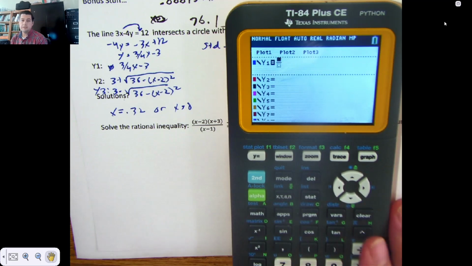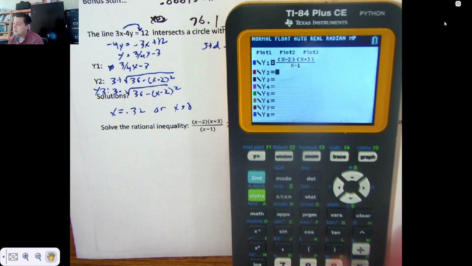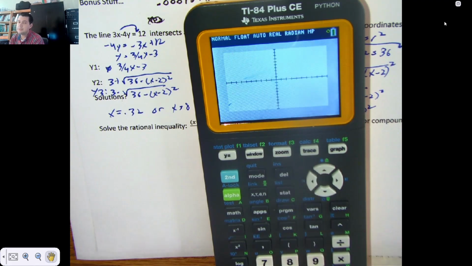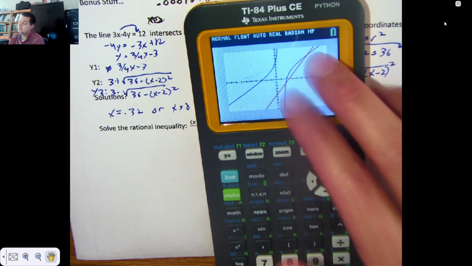I'll use the fraction key there, just because it looks better. Nice thing about the fraction key is you don't have to use parentheses if you're only doing one kind of thing or one factor at the bottom. And y2 is 2x minus 5, zoom 6. There's the fraction, the rational function. And here comes the line. There's two intersections, one there, one there.